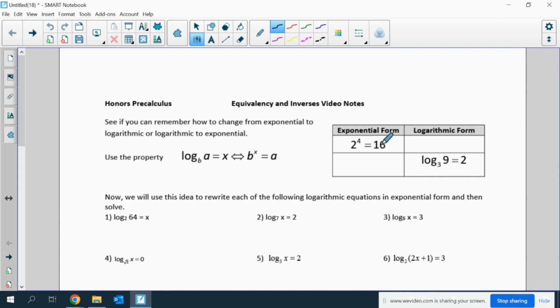So if we have something in exponential form like 2 to the 4th equals 16, we can rewrite that as log base 2 of 16 equals 4. Likewise, if we have log base 3 of 9 equals 2, we could rewrite that in exponential form as 3 squared equals 9. So we can use the property log base b of a equals x is the same thing as b to the x equals a. So we can just rewrite those things.